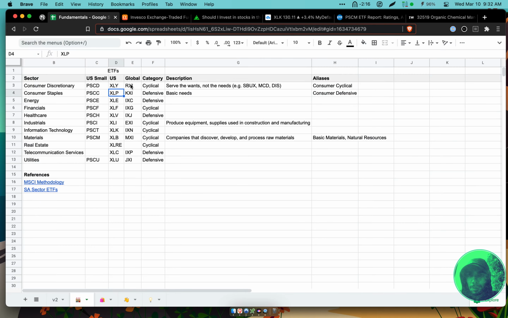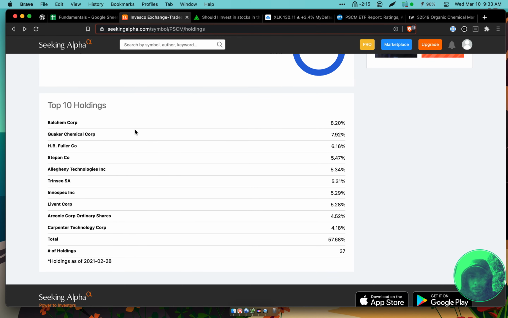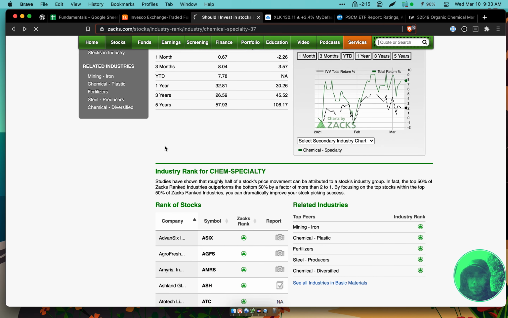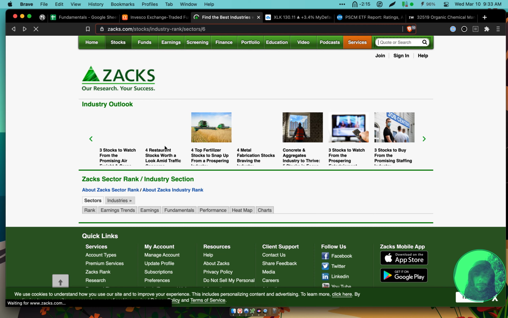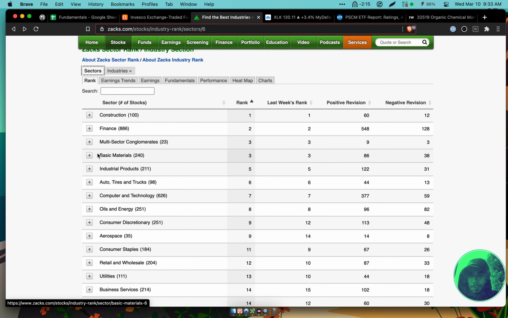So my preference is for smaller cap companies. And so we'll take a look at U.S. small for basic materials. So that's PSCM. I've already pulled up the holdings for PSCM here. You can see the top 10 holdings are these companies. And so there's two ways we can go about doing this. We can actually hit basic materials.